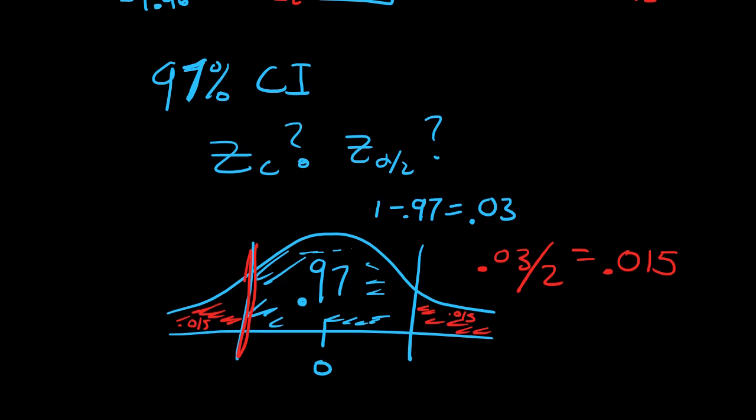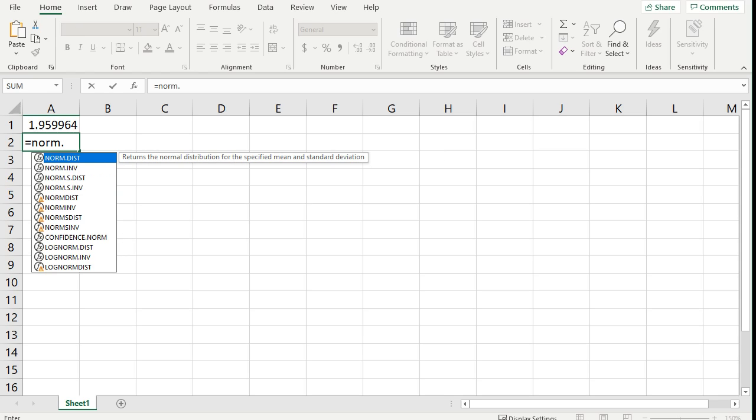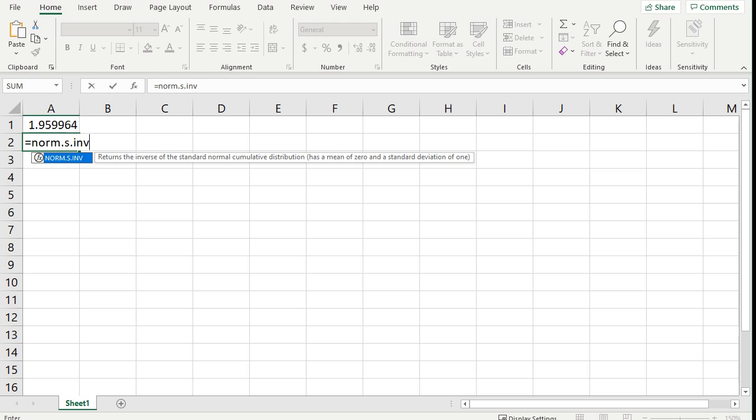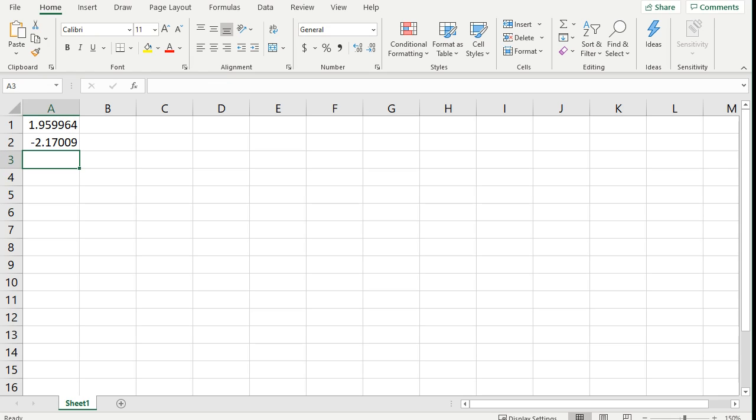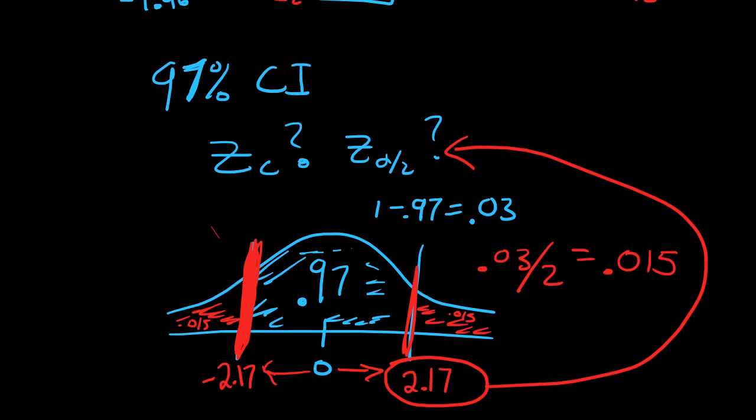Okay, so I can go to Excel and figure out what this negative z value is. Negative because it's on the left side of 0. All right, type in equals NORM.S.INV, open parentheses, and the probability now is 0.015. Close parentheses, press enter, and we get negative 2.17. So what's going to be over here? It's obviously going to be the positive 2.17, right? They're always going to be the exact same number, just different signs. You always want the positive. That's the value that you're going to plug in for z. So if you were calculating a 97% confidence interval, you would plug in 2.17 for z.